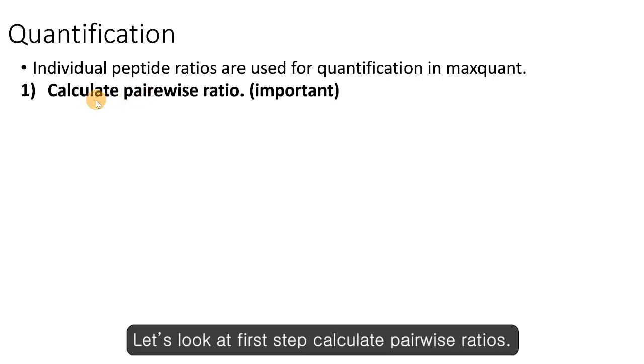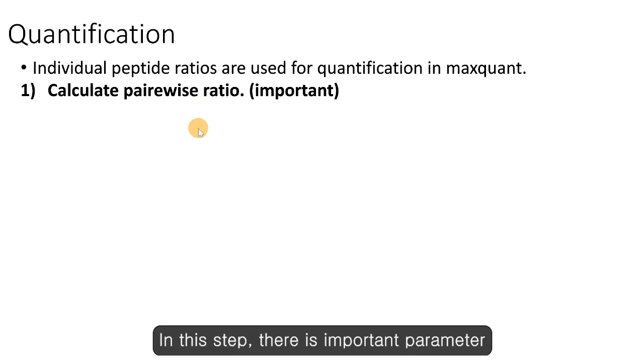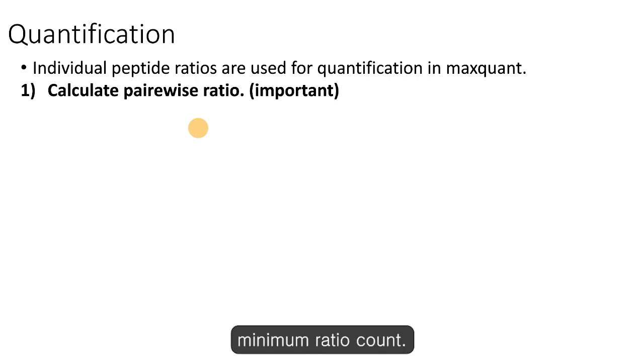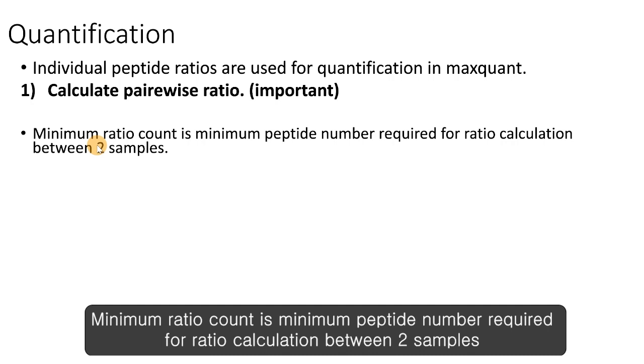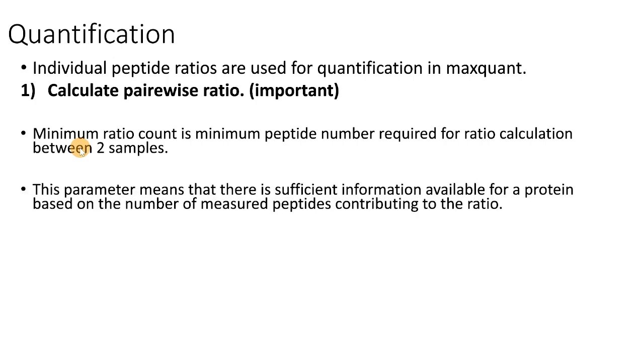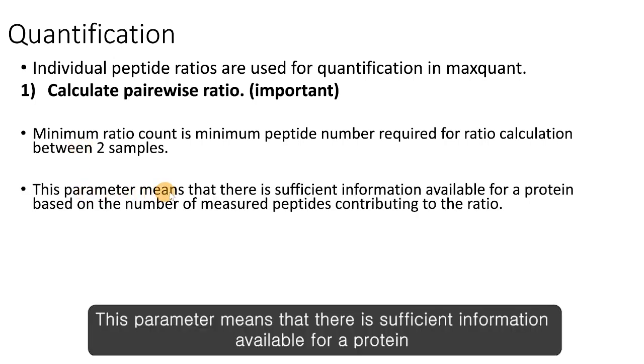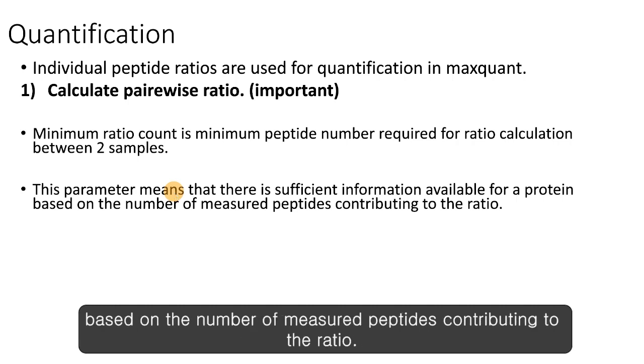Let's look at first step. Calculate pairwise ratio. In this step, there is important parameter, minimum ratio count. Minimum ratio count is minimum peptide number required for ratio calculation between two samples. This parameter means that there is sufficient information available for a protein based on the number of measured peptides contributing to the ratio.